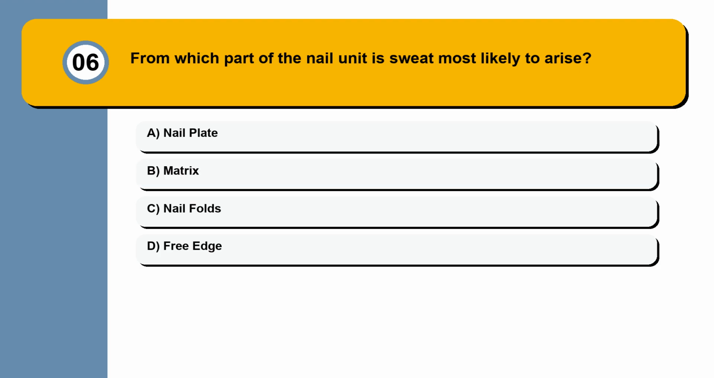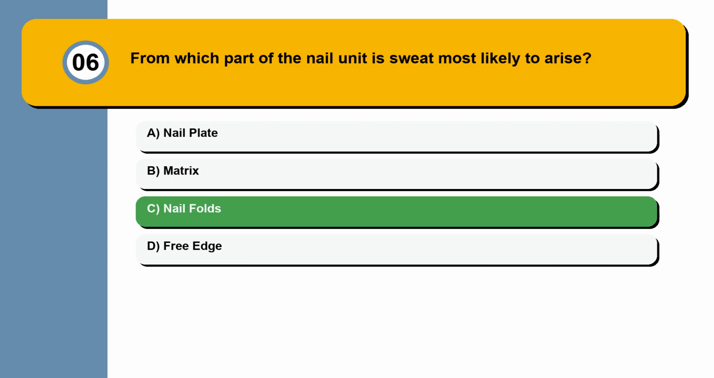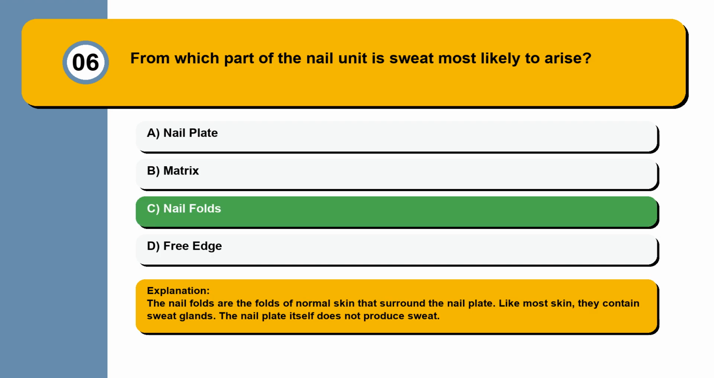Question 6. From which part of the nail unit is sweat most likely to arise? Nail plate, matrix, nail folds, free edge. The nail folds are the folds of normal skin that surround the nail plate. Like most skin, they contain sweat glands. The nail plate itself does not produce sweat.